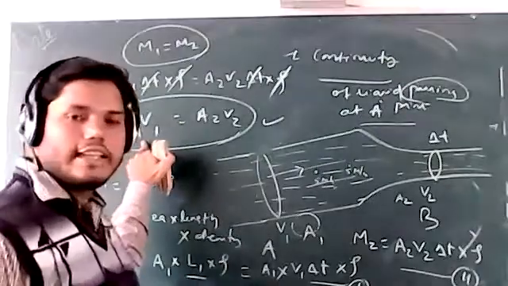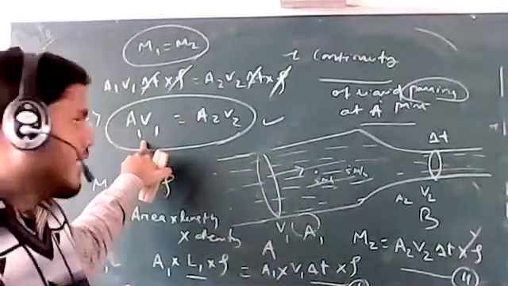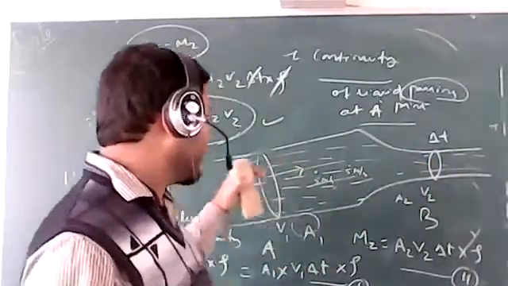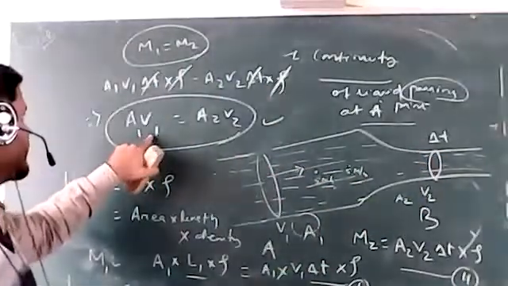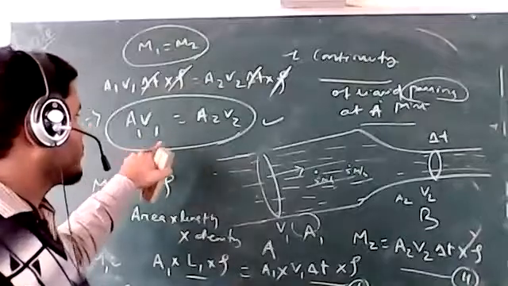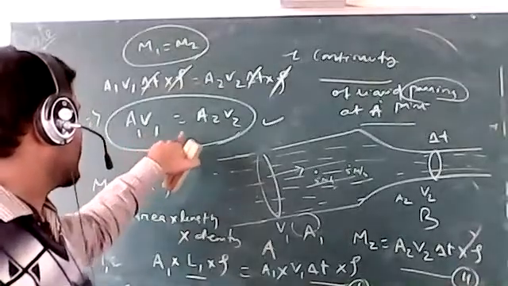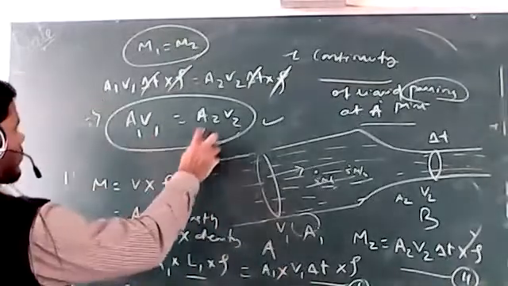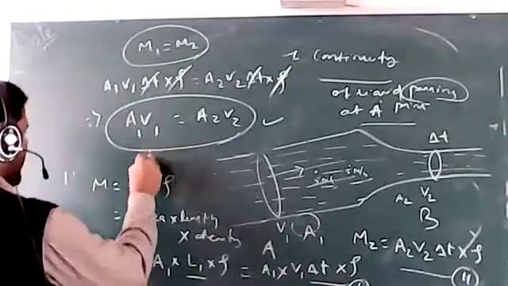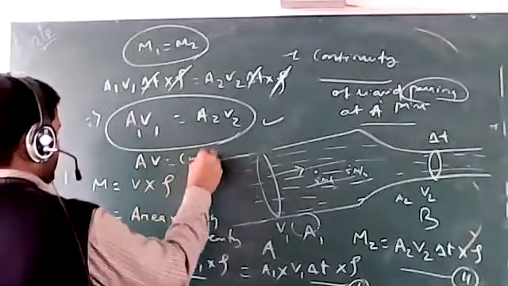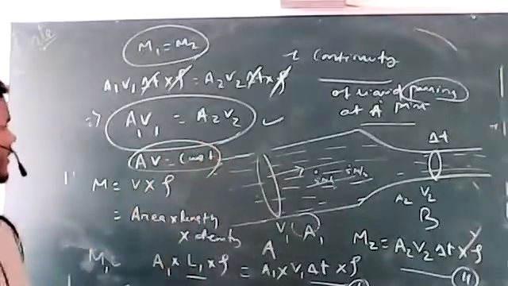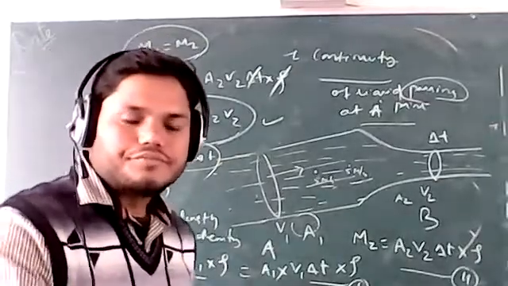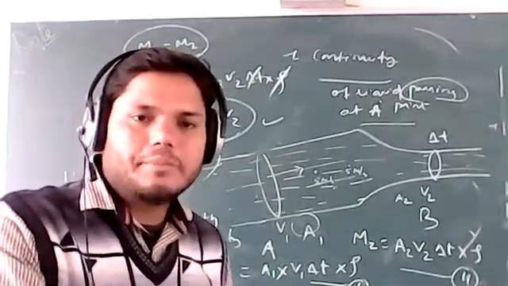So A1 is the area through which the liquid is passing, into the velocity of the liquid. Okay, so area into velocity at point 1, A1 v1 equal to A2 v2. That means A v remains constant. We can also write A v remains constant. That is called the equation of continuity. Equation of continuity, I'm again repeating.